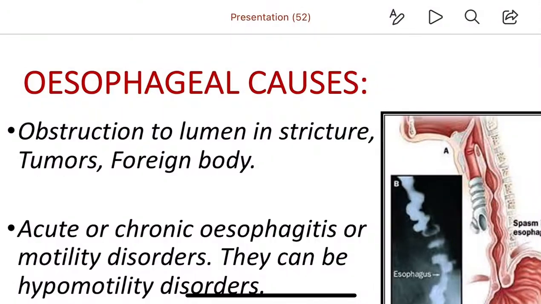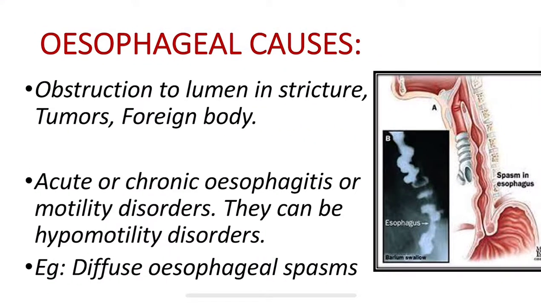Okay, in the esophagus, what you have to write? You have to write there is an obstruction. The obstruction in the esophagus is caused by stricture, tumor, foreign body. This is the one point. In the next point, you have to write the acute and the chronic esophagitis. Inflammation of the esophagus could be acute or chronic, or there could be a motility disorder. Three things, guys. One is obstruction. Second thing, esophagitis, acute or chronic. Third, motility disorder. The motility is lost in cases of spasms, diffuse esophageal spasms. Okay.